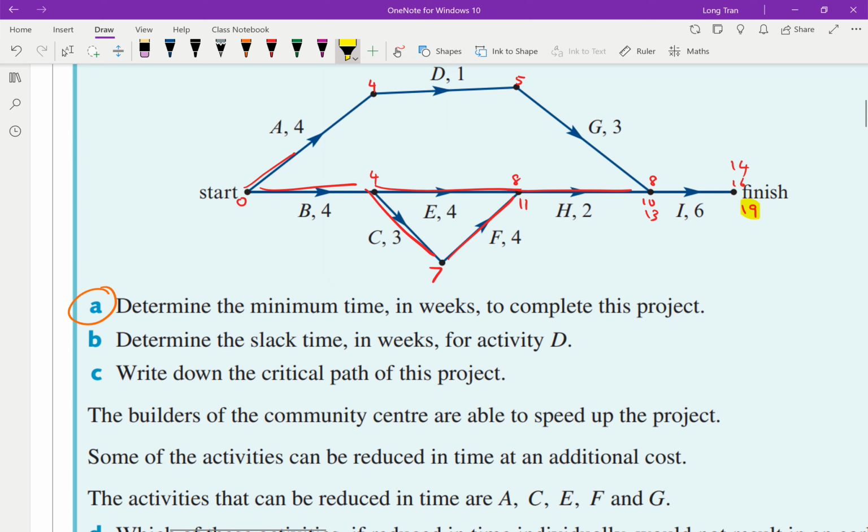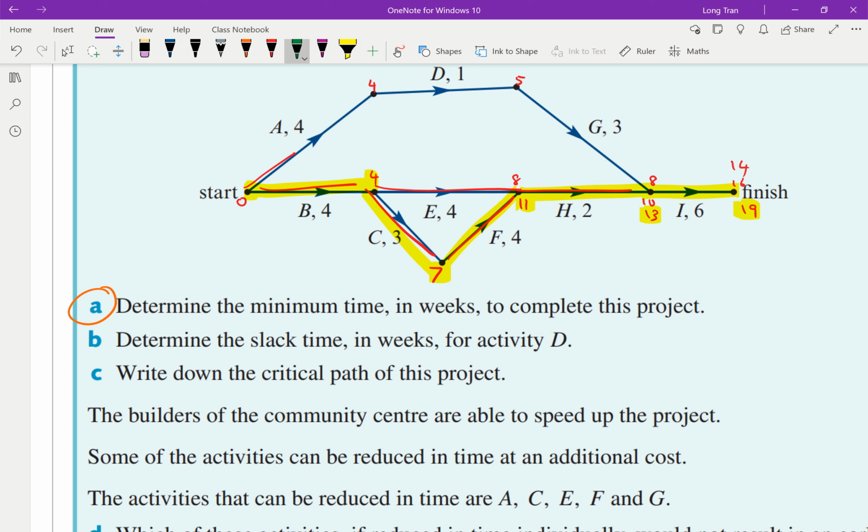Clearly 19 is the best. And how did I get 19? It was from 13. How did I get 13? 13 take away 2 was 11. How did I get 11? It was 7 plus the 4, and then 7 take away the 3 gives me the 4, and 4 starting. So this is my critical path, as you can see right there. That's how I get the 19.